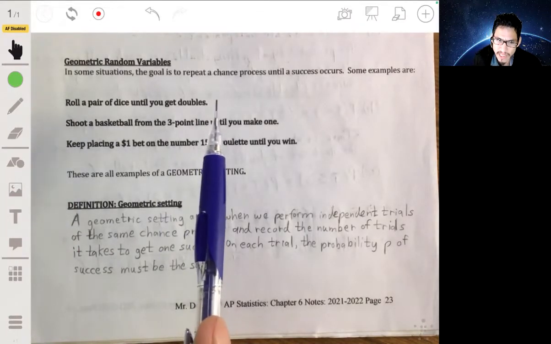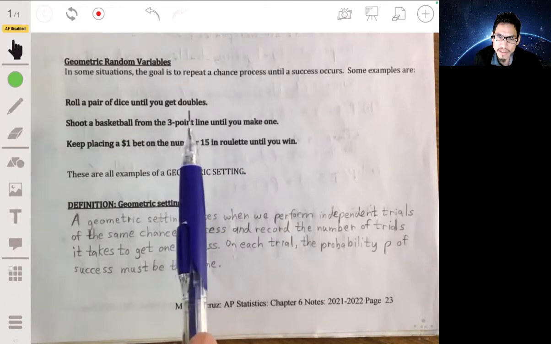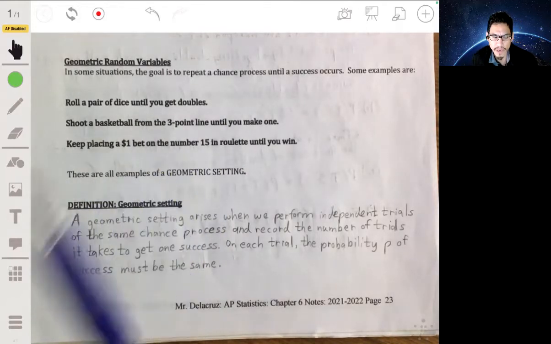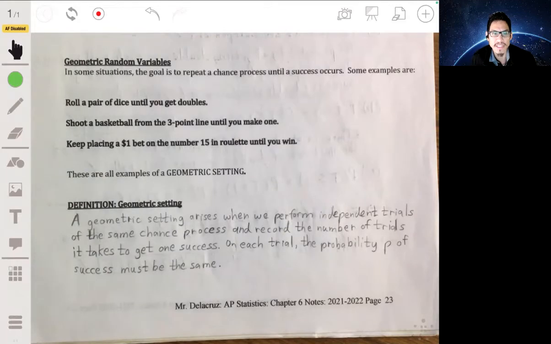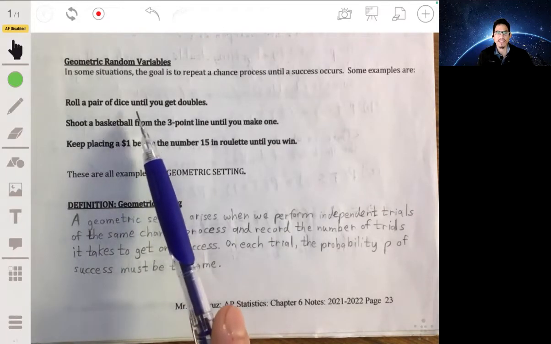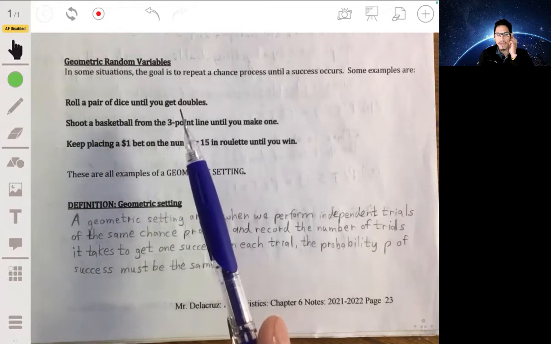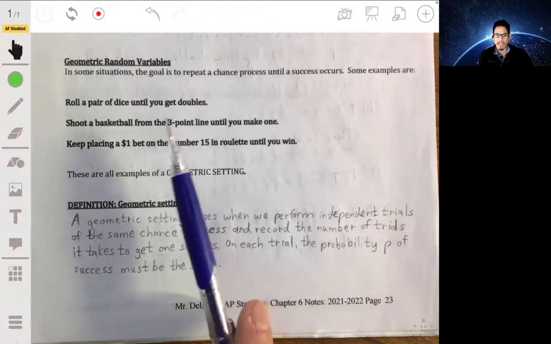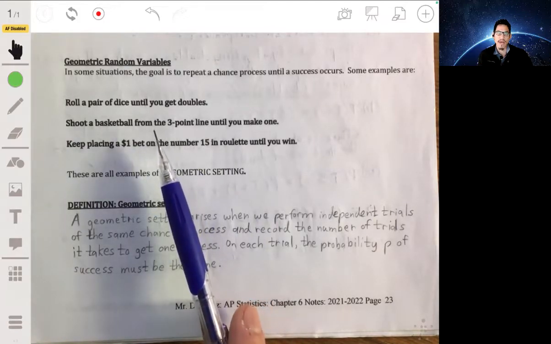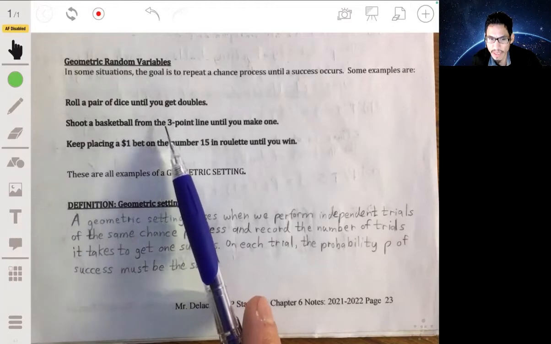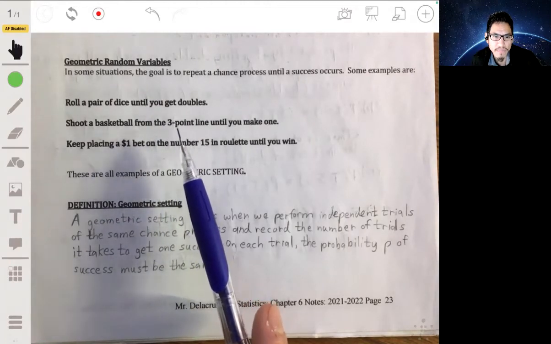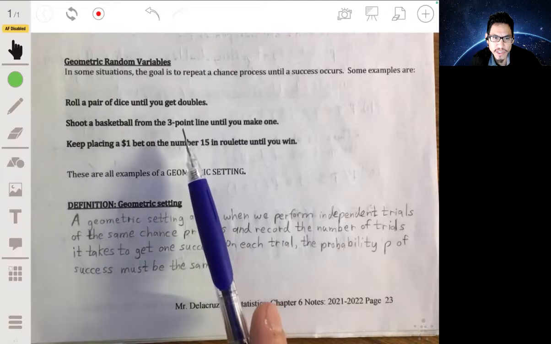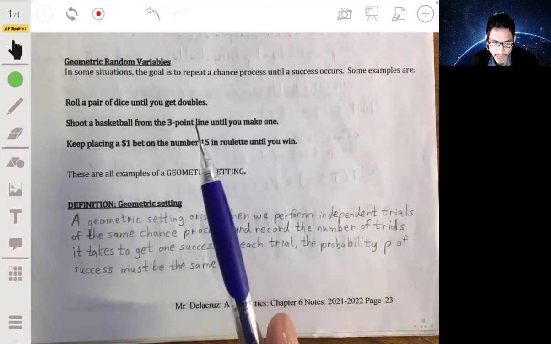You probably can kind of get that what's going on here is that we're basically doing trials, or trying a process, until we get a success. So we're rolling the pair of dice until we get doubles, and then we stop. For binomial random variables, we're told how many times we're going to roll the die, like let's roll it 10 times and count the number of doubles. For the basketball, for a binomial random variable, we're told let's shoot the basketball 20 times from the three-point line and count how many times you make it. Here you just shoot it until you make it once and you stop.